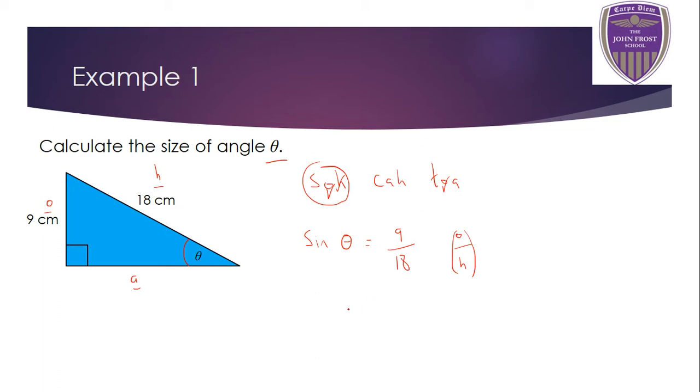All right, now remember the trick is now I need to get just the value of theta. That means you've got to get rid of the sine. To get rid of the sine, you take the inverse sine. Okay, you push shift then sine on the calculator, and that will come up. Put the fraction in, and you're going to get that theta is bang on 30 degrees. Okay, so to find an angle, use the inverse function.